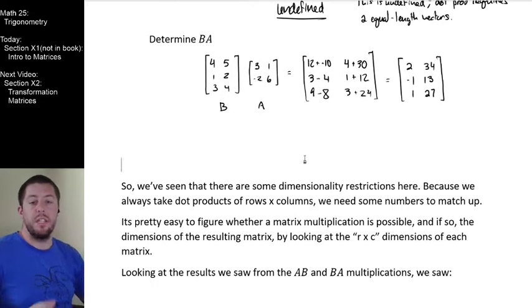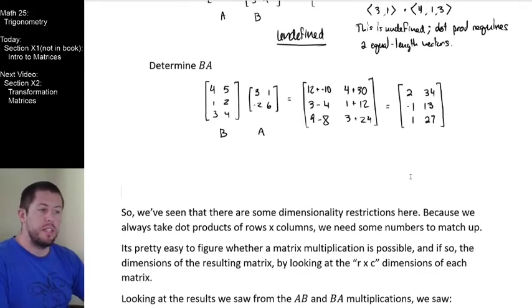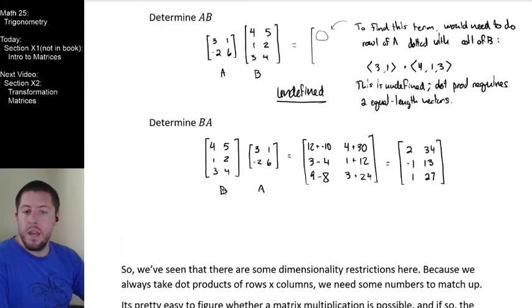So what we just learned is that there's some dimensionality restrictions here. You can't just multiply literally any 2 matrices together. It's not necessarily going to work out. Because we're always going to take the dot products of rows and columns, we need some numbers of rows and some numbers of columns to match up. The other thing that you should see here that's absolutely not at all obvious was that when we did this multiplication of a 3 by 2 matrix times a 2 by 2 matrix, it gave us back a 3 by 2 matrix. How would you know that this wasn't going to give us a 2 by 2 matrix or some other dimension matrix out there?